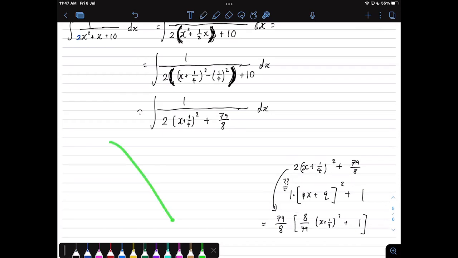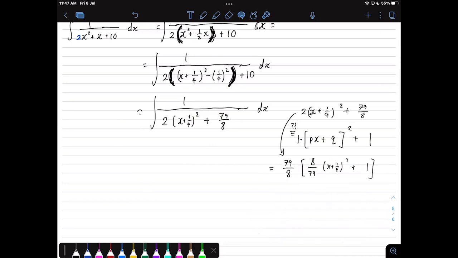So I restart this one. I go back to 2 times (x plus 1 quarter) squared plus 79 over 8. I can factorize out a half, then it becomes 79 over 16. Oh wait, I think I wrote it down wrongly. Just now it should be 16. Yeah. I can, but I don't want to do that. I'm going to do it a bit faster, because the half is not much difference. So let me show you how I can do it.